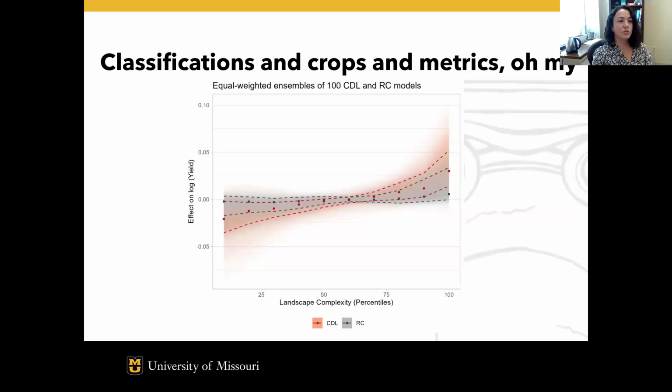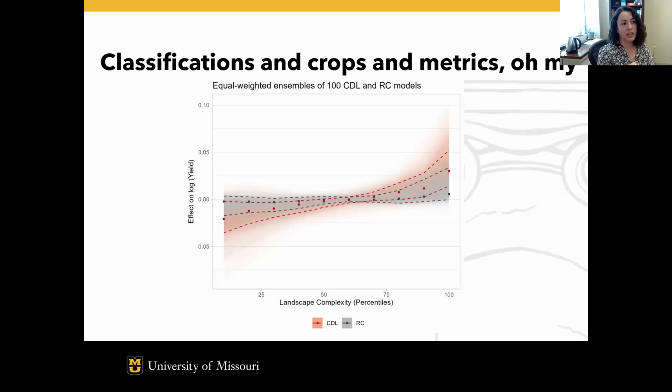And we decided to look at this, and putting everything in one basket is maybe not a fair representation of the actual effects of landscape diversity on crop yields as an ecosystem service. So we decided to parse this out into some of these different ways of thinking about these metrics to see what's really producing this uncertainty.